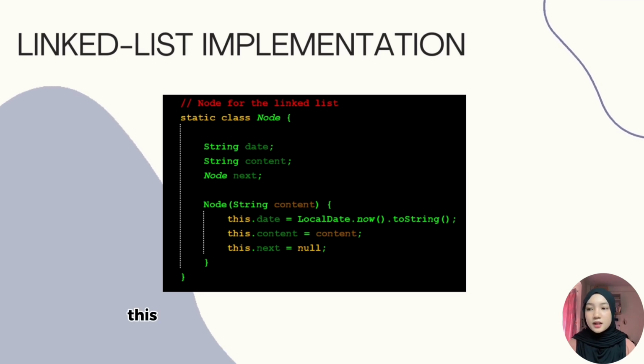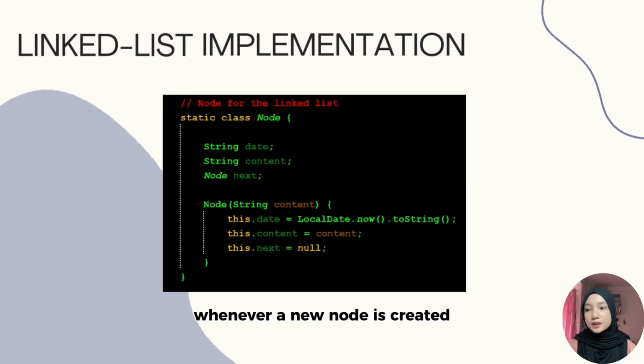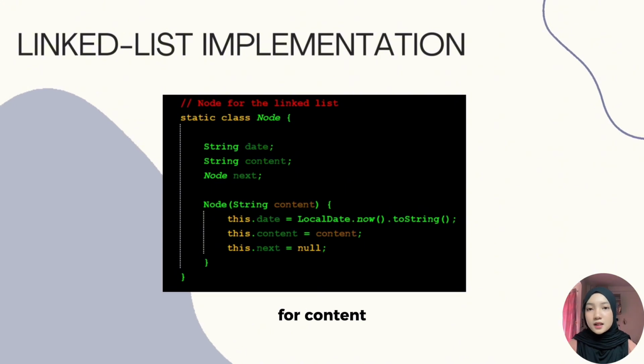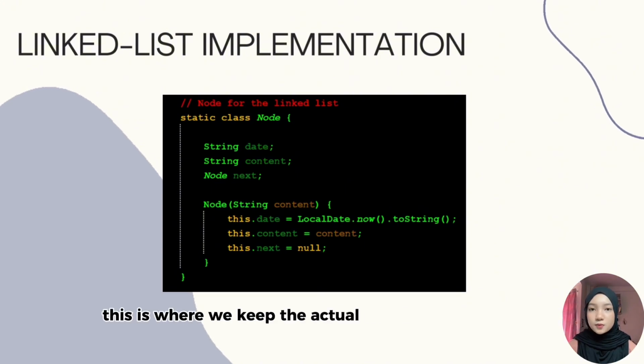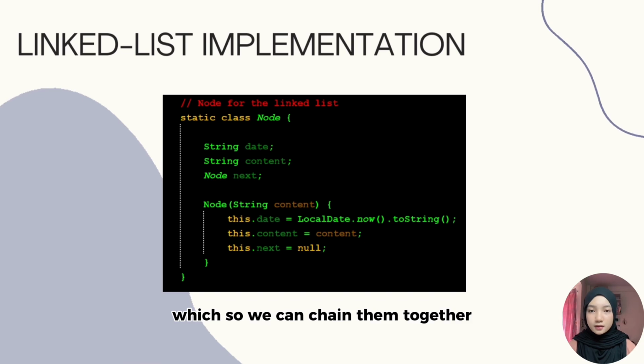For date, this is where we store the date of the new entry. As you can see, we're using the LocalDate.now method to automatically grab today's date whenever a new node is created. For content, this is where we keep the actual mood or diary content. And lastly, next, this points to the next node in the list, so we can chain them together.